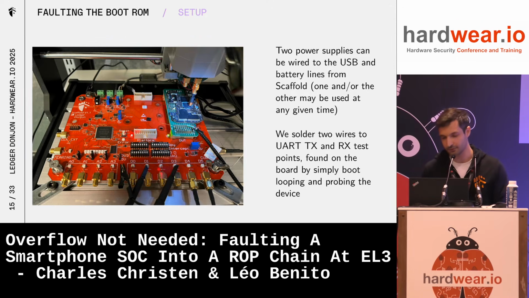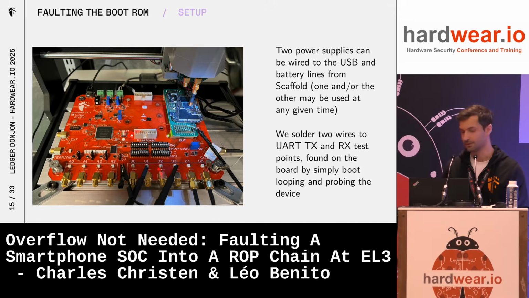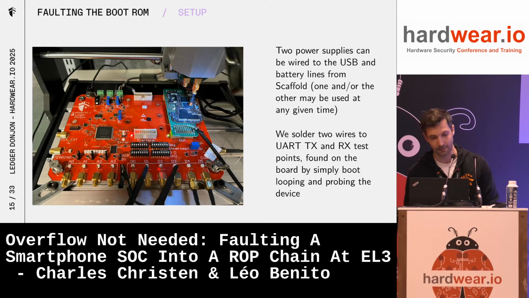We also can solder wires to the UART, TX, and RX, test points or whatever, that we find on the board. They are quite simple to find, because both the boot ROM and the preloader emit quite a bit of logs over UART at boot time. So you can just bootloop the device, probe the points, and if you see something that looks like UART, it's the UART TX, and usually the UART RX is not far away from here.